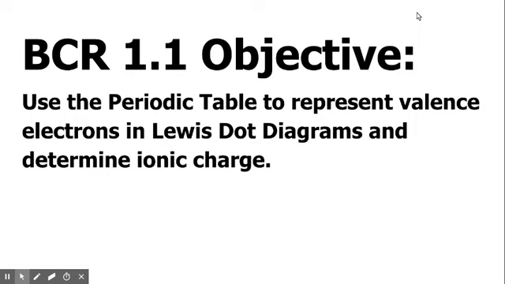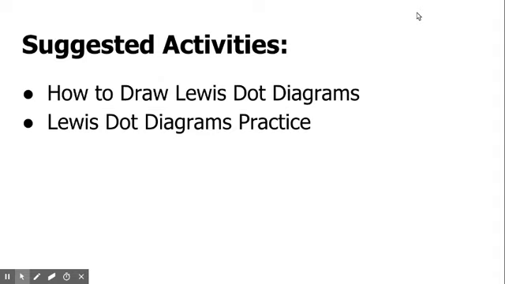The great thing about this objective is two of the three things you already know how to do. You already know how to use the periodic table to determine valence electrons, and you already know how to use the periodic table to determine ionic charge. The only thing we don't know how to do, which is a pretty easy skill, is drawing these Lewis dot diagrams. And these things will be very helpful when we start getting into bonding and helping us diagram how bonding occurs. There are two suggested activities, and there's a ton more practice if necessary.